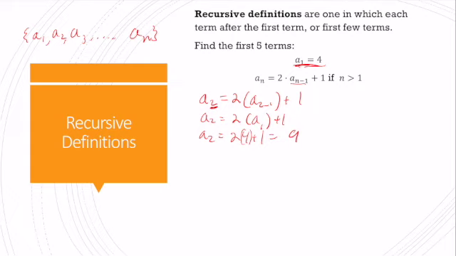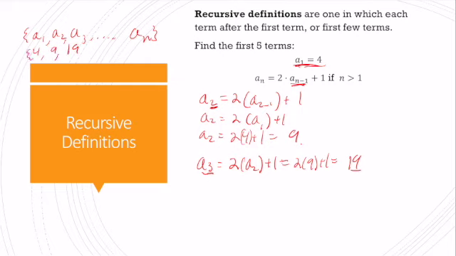Let's go ahead and find A sub 3. A sub 3 is going to be 2 times A sub n minus 1, and in this case n is 3, so n minus 1 would be 2. Well, I know that A sub 2 is 9. So I have 2 times 9 plus 1 equals 19. So A sub 3 is 19. So if we started to write out our sequence, I have 4, 9, 19, and I want to find the first 5 terms.